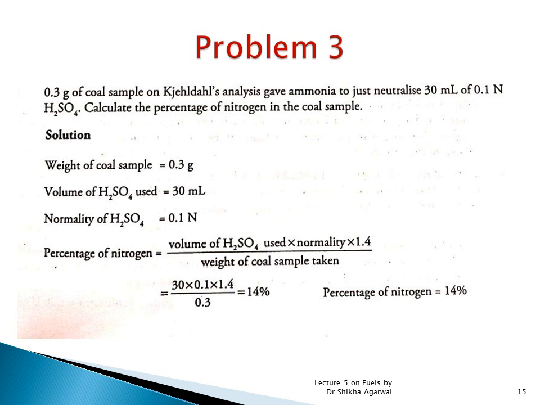Third is on the basis of Kjeldahl's method. 0.3 gram of coal sample on Kjeldahl's analysis gave ammonia to just neutralize 30 milliliters of 0.1 N sulfuric acid. Calculate the percentage of nitrogen in the coal sample. Now here the weight of the coal sample is 0.3 grams, the volume of sulfuric acid used is 30 milliliters, and the normality of sulfuric acid is 0.1. Now you place these values in the formula, you will get the percentage of nitrogen, and that comes out to 14%. So I have taken numericals on all three: carbon and hydrogen, nitrogen, and sulfur.